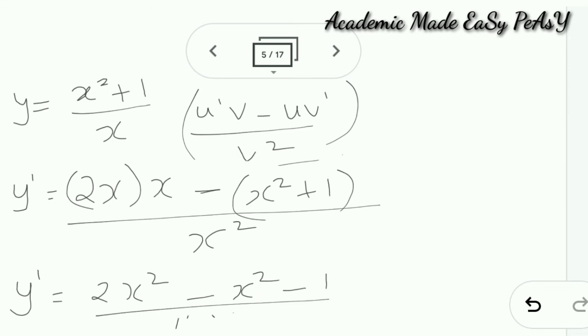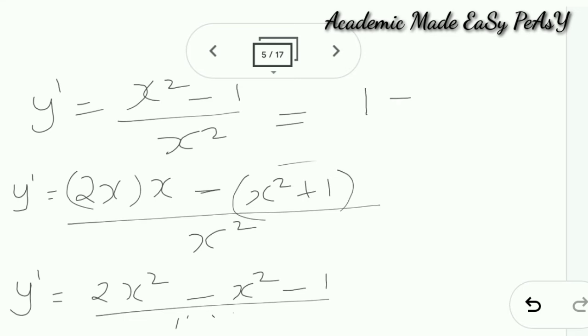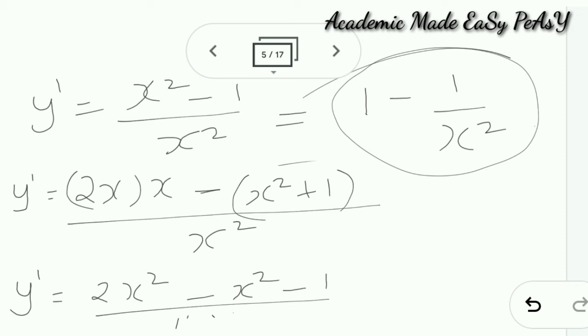I'm not able to write x square here, so let me write it over here. So here my y dash is equal to x square minus 1 divided by x square. You can also write it as 1 minus 1 by x square. So your y dash is this.